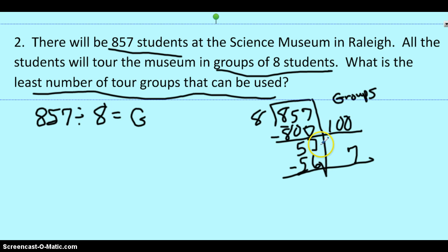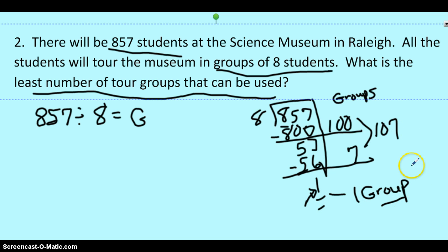That would leave 1 student still left. This is the remainder of students. Remember, this 857 started us off with number of students, so we still have 1 student. So far we've made 107 groups of 8. But what about this one here? Well, I'm sure they want to go see the museum, so even though it's only a group of 1, we'll still need to add 1 group for that group of 1. So together this would be 108 groups.